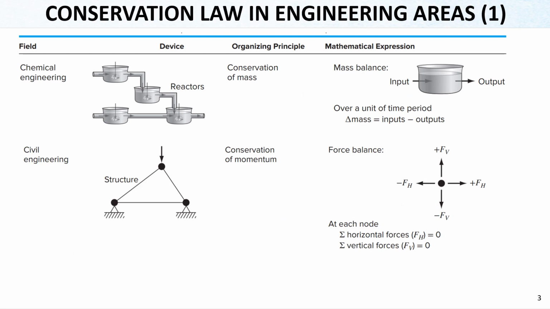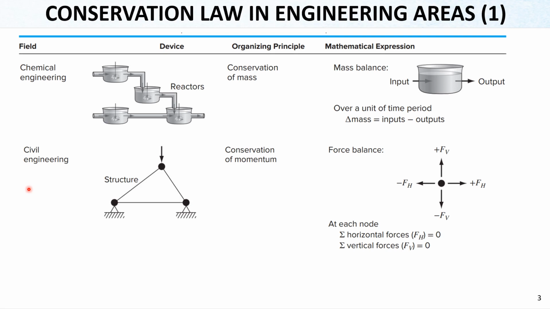In this slide and the following slides, we will show some engineering areas that include the conservation law. For example, in chemical engineering, you can see a reactor over here with a reaction of chemical components, and we actually use conservation of mass here, and there is a mass balance. As you can see, the inputs are equivalent to outputs. So if inputs are equal to outputs, that means a steady state problem. But if there is a change, inputs minus outputs gives a change, delta mass, and this becomes a transient computation, not the steady state.